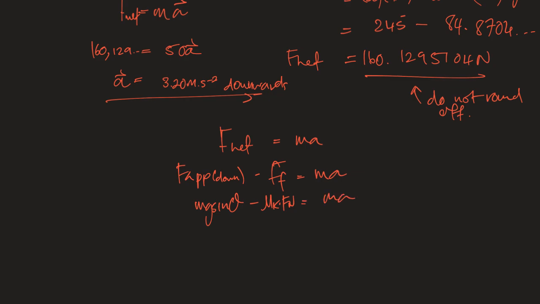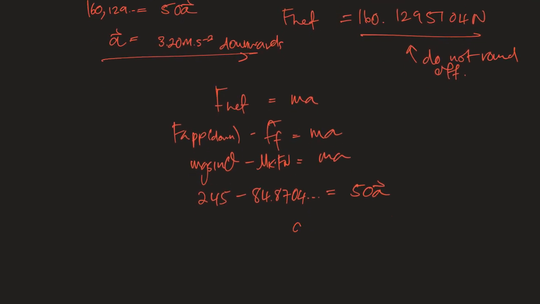We found this at 245 minus 84.8704, etc. is equal to 50A. And then A is equal to 245 minus 84.87 divided by 50, and you still get 3.20 meters per second squared downwards.